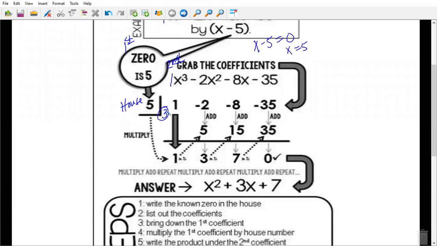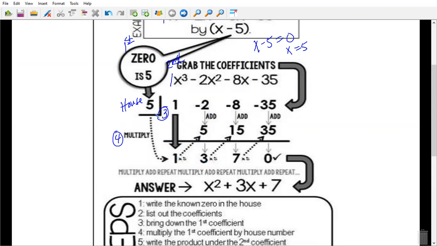Step 3, I'm going to bring down my leading coefficient. So I bring down 1. And then step 4, I start the process of multiplying and adding, okay? So I multiply the coefficient times the number in the house, which is our divisor, our 0. So we have 5 times 1, and then you're going to write its product underneath the next coefficient. So 5 times 1 is 5, and then we add vertically. So -2 and 5 make 3.